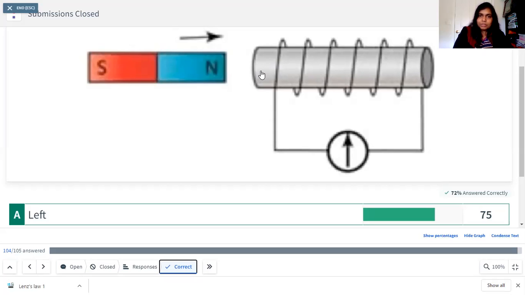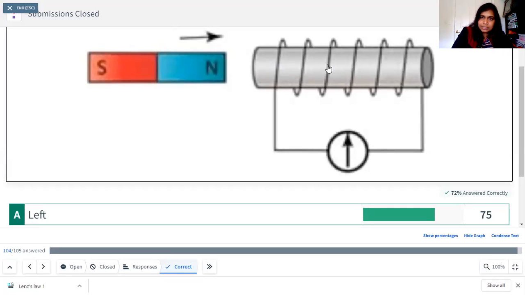Okay, so north pole on this side and south pole on this side. So now you use your right hand, you keep the thumb towards left, and then you curve it around the coil. So there's a current that goes in upward direction here on the coil. So it's going upward from this side. Then it comes down here. Then it goes through the detector.